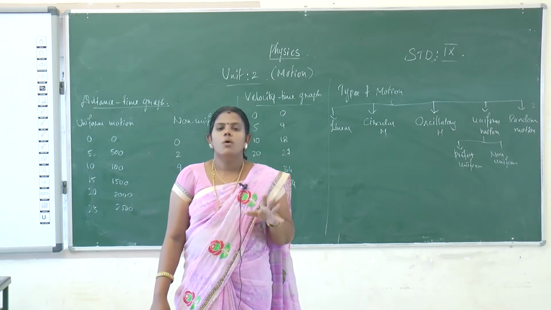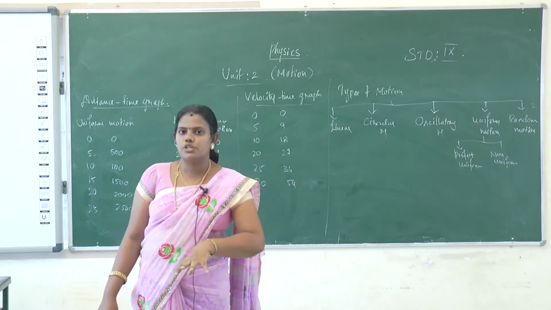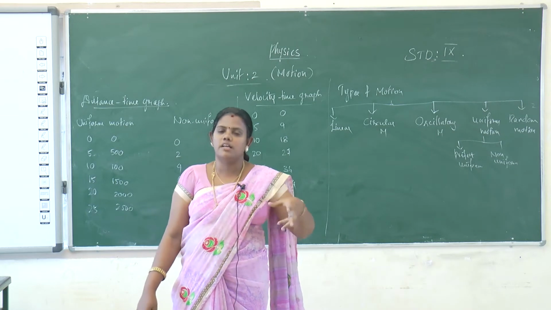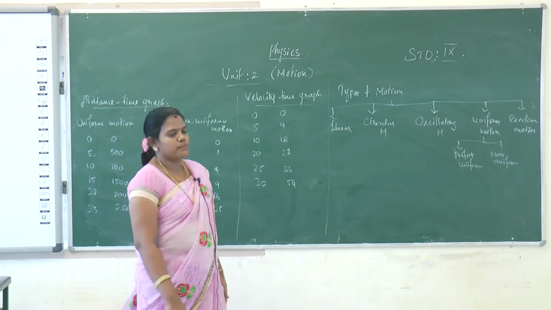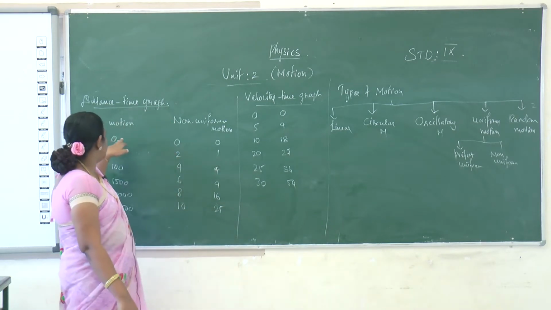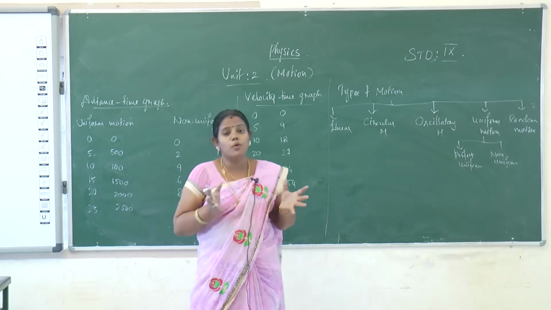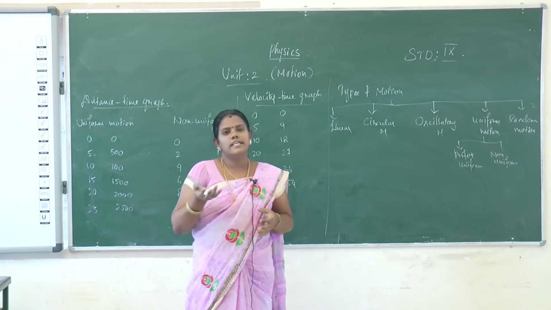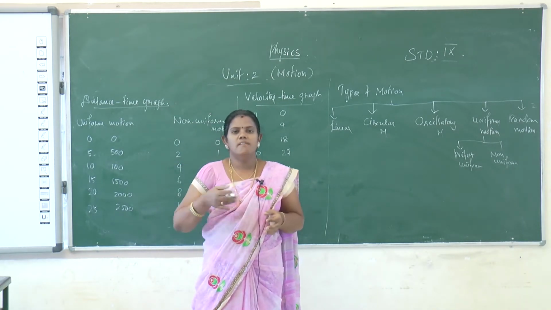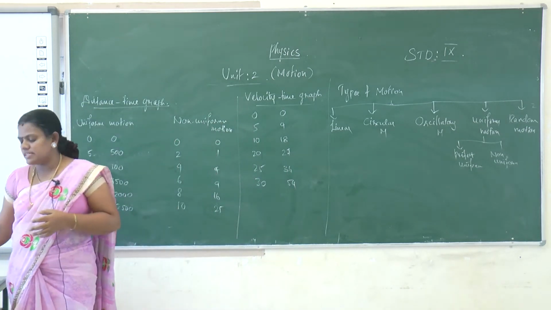Uniform means one object covers equal distance in equal intervals of time. Non-uniform motion means it covers unequal distance in unequal intervals of time. Before I explain uniform motion and non-uniform motion, first I will explain some important terms: distance, displacement, speed, velocity, acceleration and something like that.